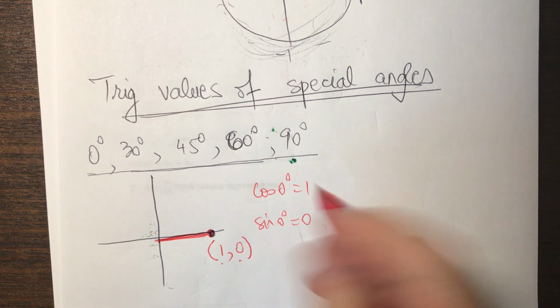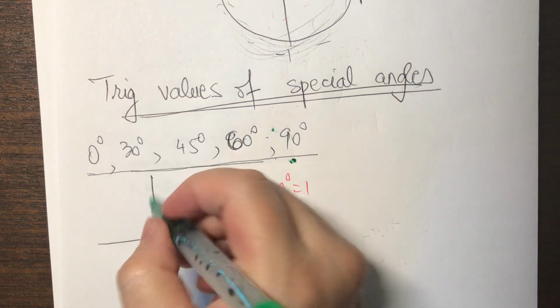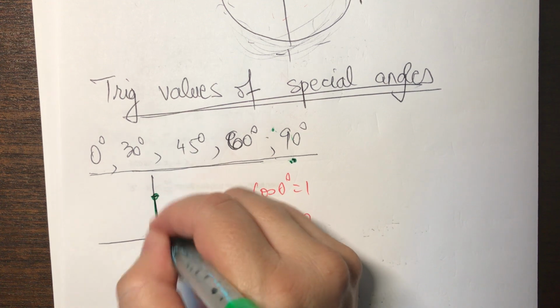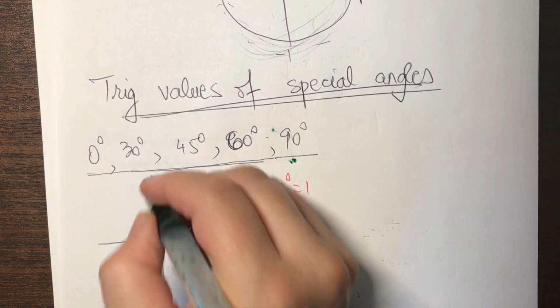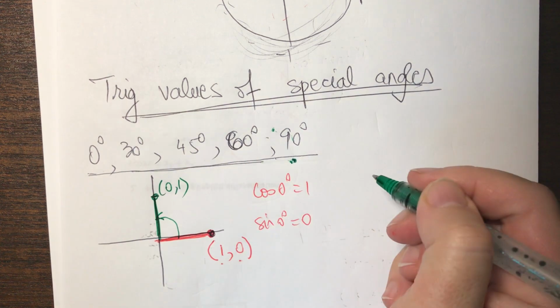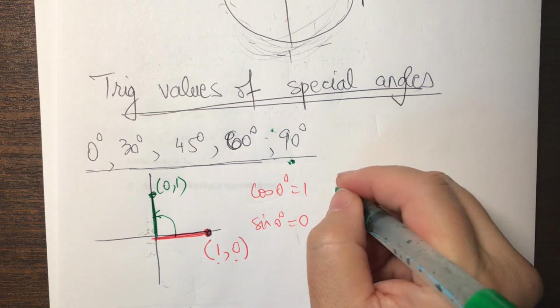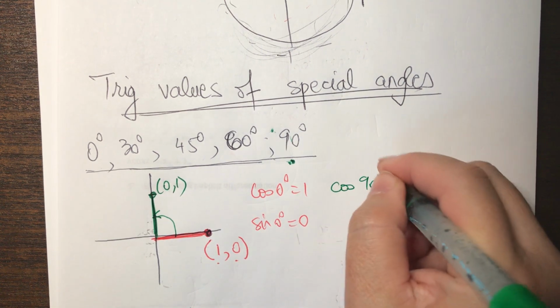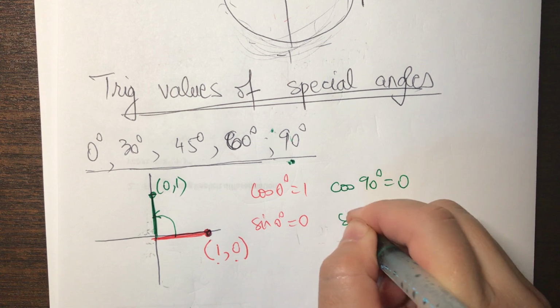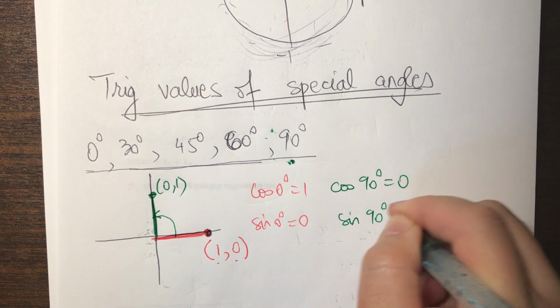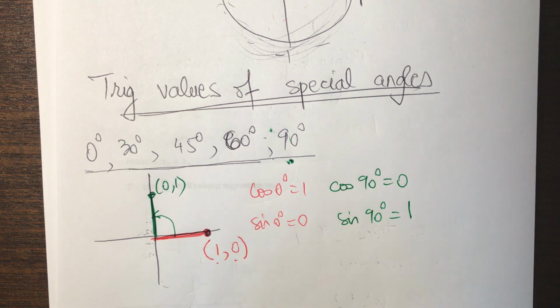Okay. I said we're going to do the same thing for 90. 90 is right up here. Okay. What are the coordinates of this point? Well, 0, 1, right? So cosine of 90 degrees is 0. Sine of 90 degrees is the y coordinate, so that'll be 1.